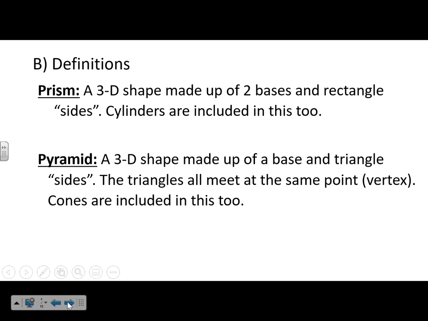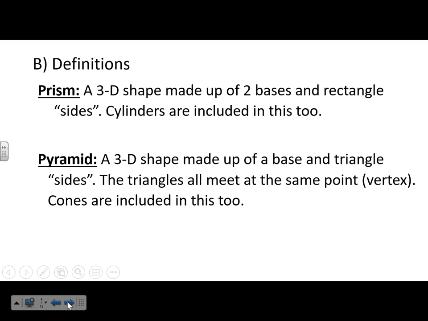Then a prism is a 3-dimensional shape made up of 2 bases and rectangle sides. And I put sides in quotes because it depends. Sometimes you could look at them as bases, sometimes as sides. It kind of all depends on the prism. If you have a rectangular prism, then the 2 bases are rectangles and all the sides are rectangles. But I put sides because I think that makes a little bit more sense.